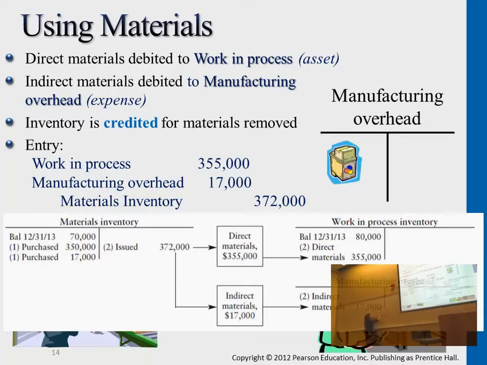For each stage, we start from beginning work in process. Now we add in $355,000 here. For materials inventory, it's $372,000. Shouldn't we credit that to material inventory? Yes, we are crediting. Okay, so $372,000. It's 355 of it. Oh, sorry. Yes.